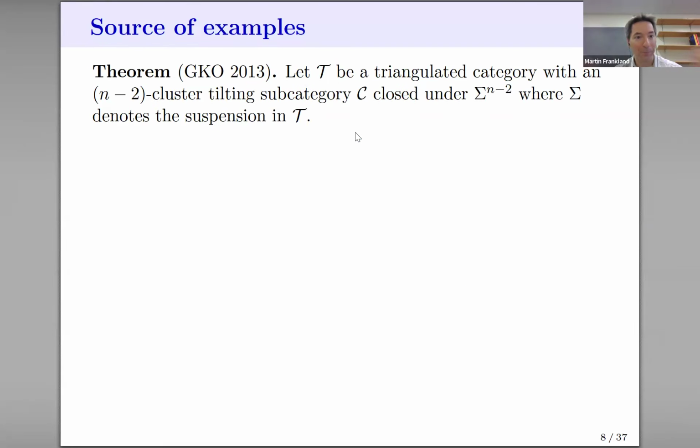And why do we care about that structure? Because there are examples, right? It would be a letdown if there were no examples. But in fact, there's a whole supply of examples given by this main theorem of Geiss, Keller, and Oppermann, where you start with some ambient triangulated category. Typically, it will be some bounded derived category of maybe some path algebra. I'll get to examples of that form later, but for now, it's just a triangulated category, but it has sitting inside it an (n-2)-cluster tilting subcategory that's closed under the (n-2)-fold suspension.